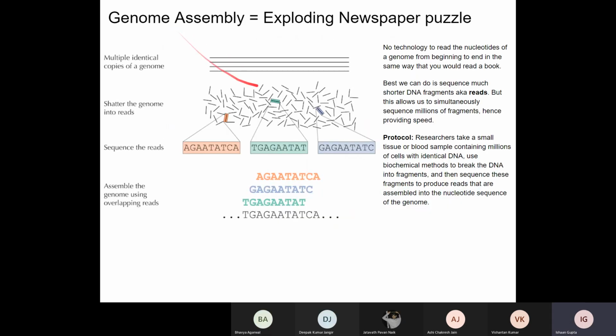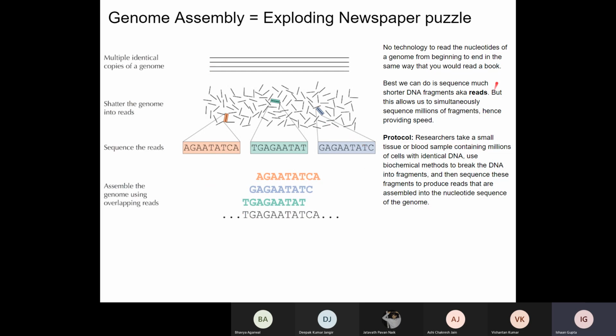So again, how does the genome assembly look like the exploding newspaper problem? So just like the newspaper, you have the complete sequence of the genome. You have multiple copies. You always start with multiple copies because you want to have overlapping fragments when you are randomly breaking this genome. So therefore, you would break these multiple copies of the same genome into smaller fragments, and then you will overlap these fragments and reconstruct the original genome.